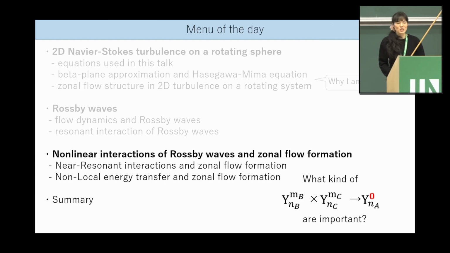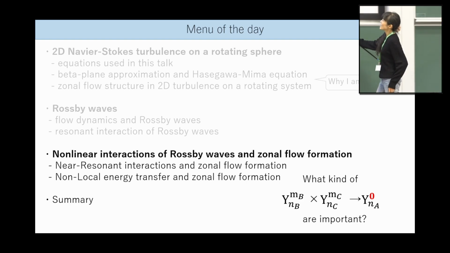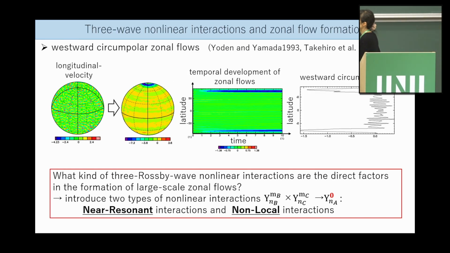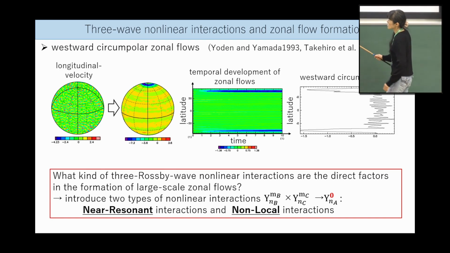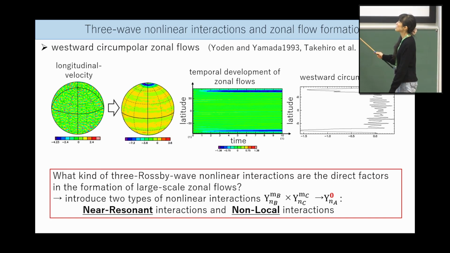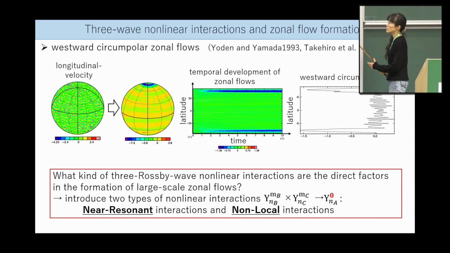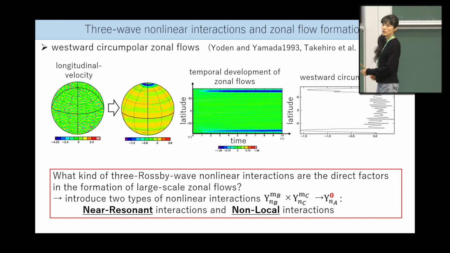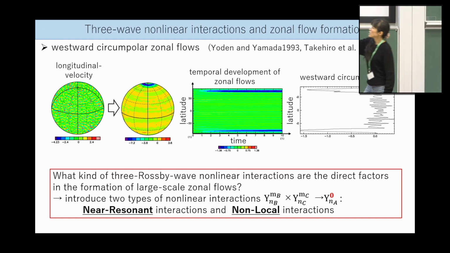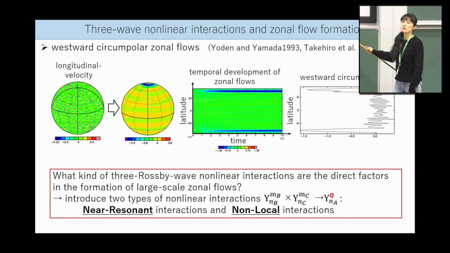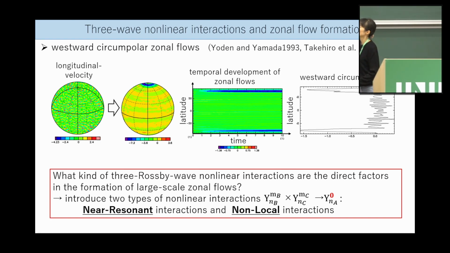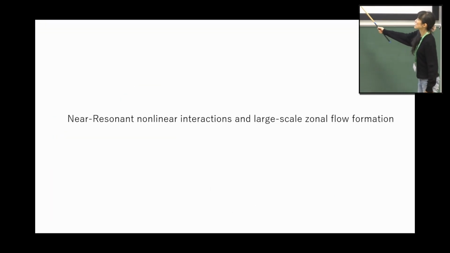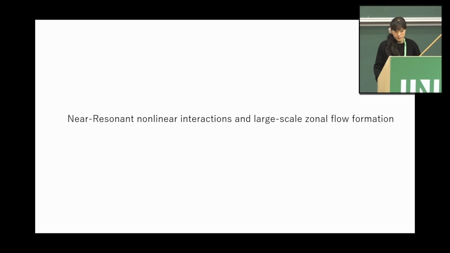So these are the things I wanted to cover in order to explain the main part of my talk. In this part, I would like to show you what kinds of three Rossby wave nonlinear interactions are the direct factors in the formation of large-scale zonal flows. Here I introduce two types of nonlinear interactions, near-resonant interactions and non-local interactions. I will talk about them one by one. So let's start with the near-resonant nonlinear interactions and the large-scale zonal flow formation.